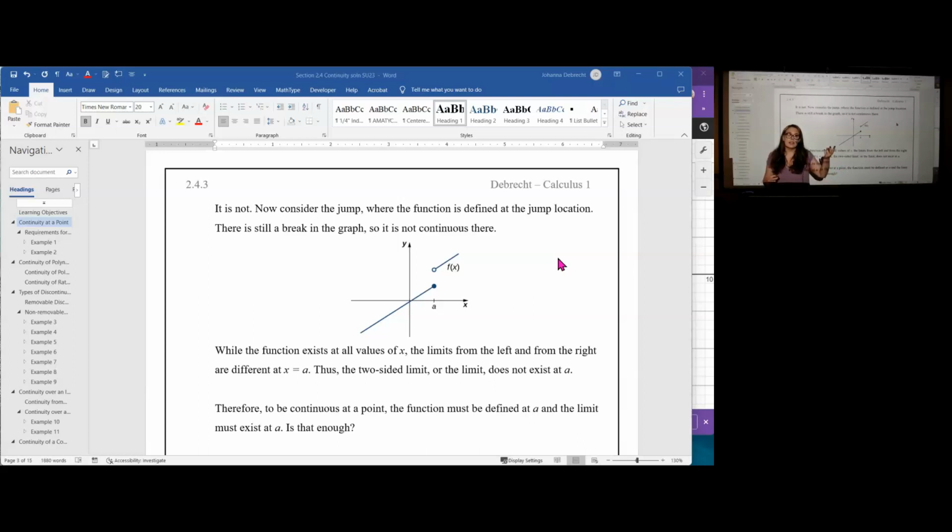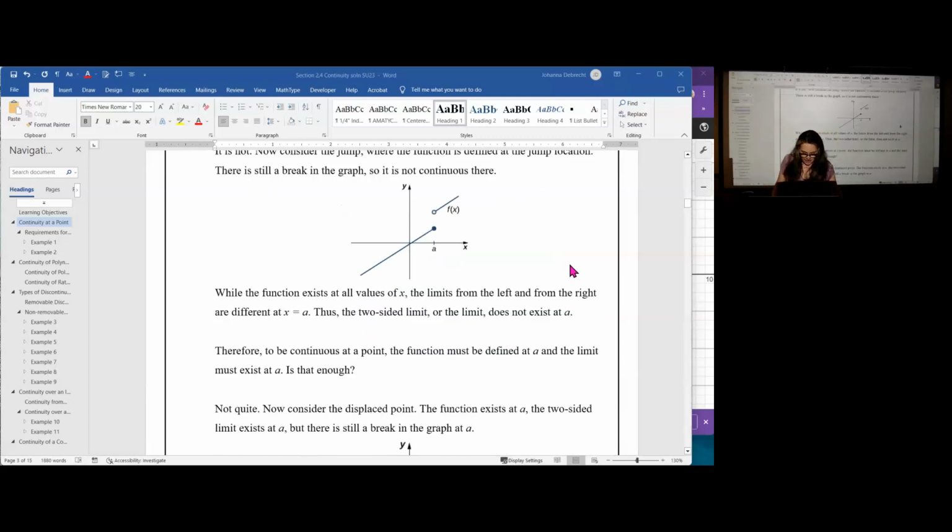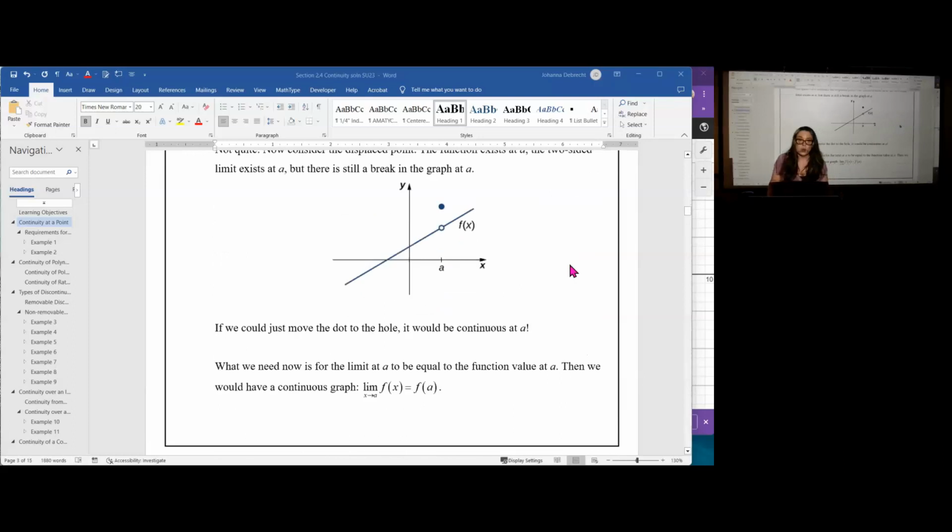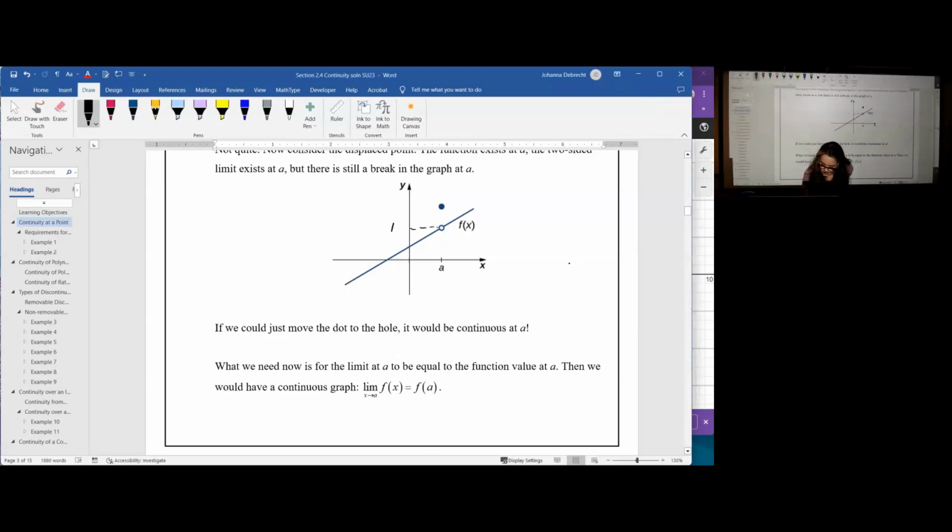Would adding that the two-sided limit exists at the point solve our problems and make the graph continuous? The answer is no, we still have one graph left. And that would be the displaced point. When we look at the displaced point, the function value f of a does exist. It's right here. Also, the two-sided limit does exist. It is going to be right here. So this value right here, which is L, is the limit as x approaches a of the function.